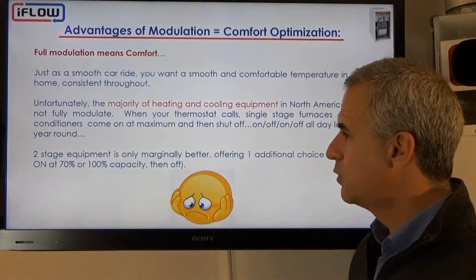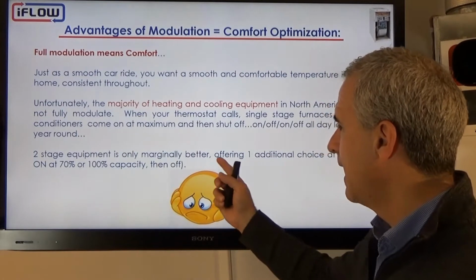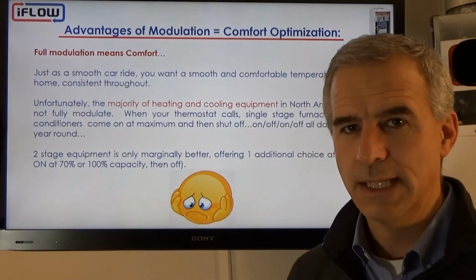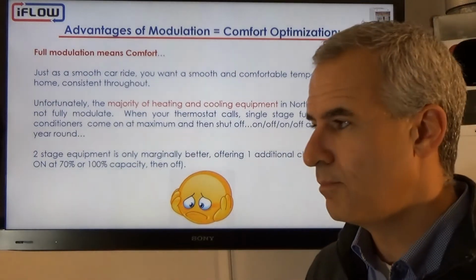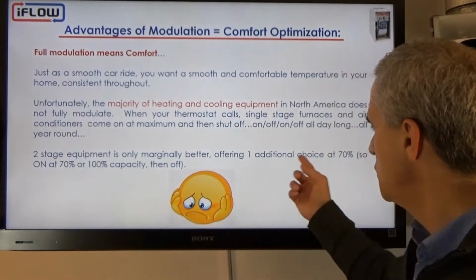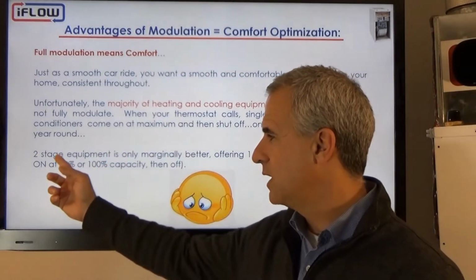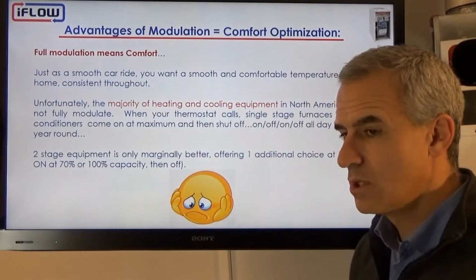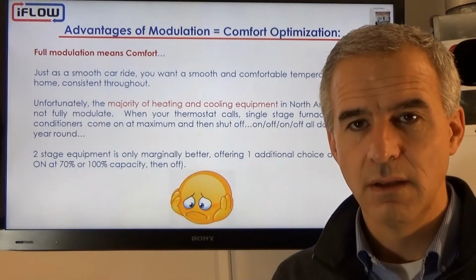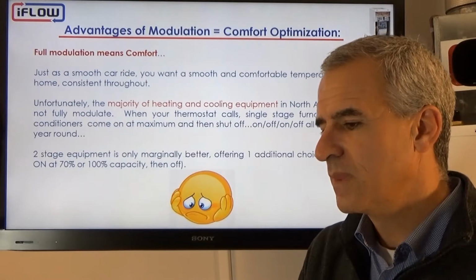There is two-stage equipment now on the market, and it's been in the market for a number of years, but it's only marginally better. If you think about the car example, on a two-stage unit you have 100%, and then stage one is at 70%. So it gives us one extra speed, but we need more than one extra speed in our opinion.